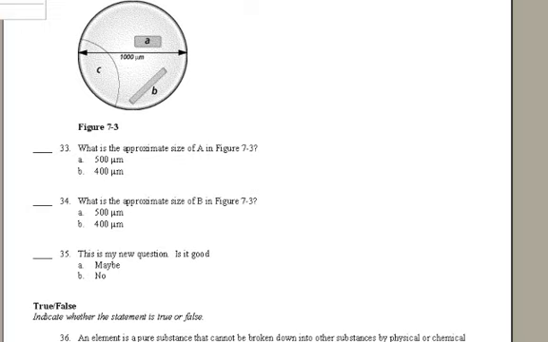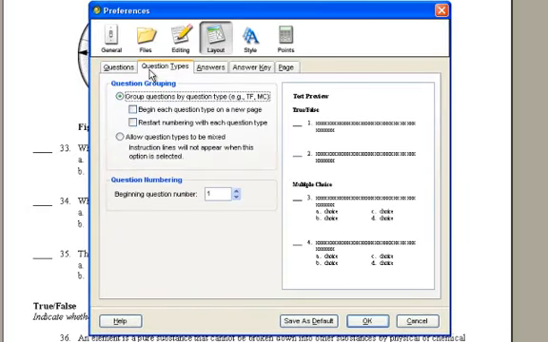Back to test to layout. Also under layout, question types. This is where do I want the sections to be mixed? If I do, I'm going to check that and allow them to be mixed.